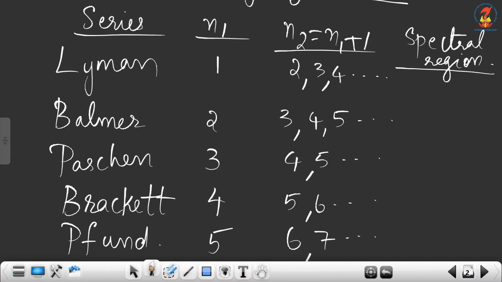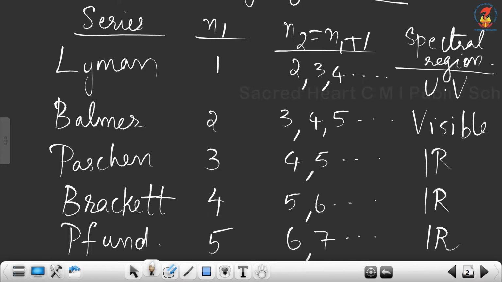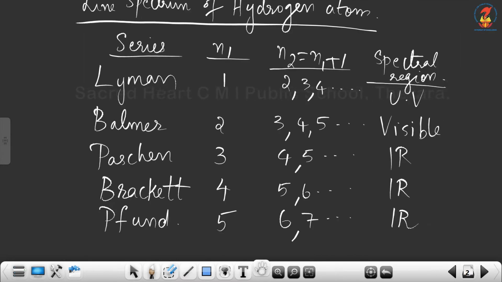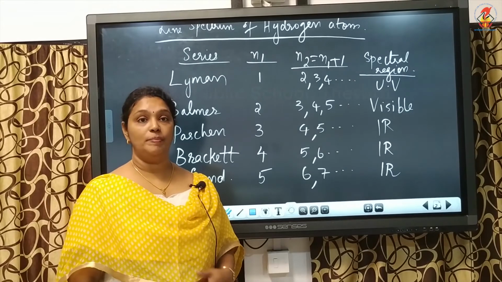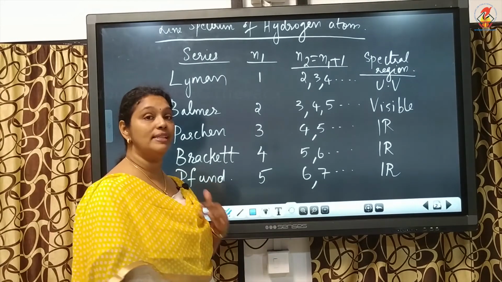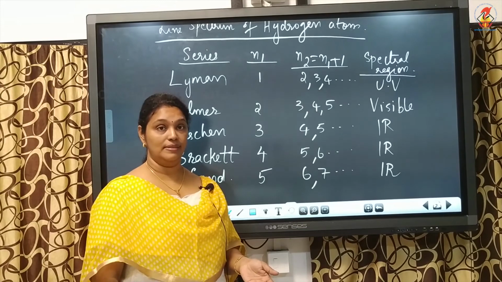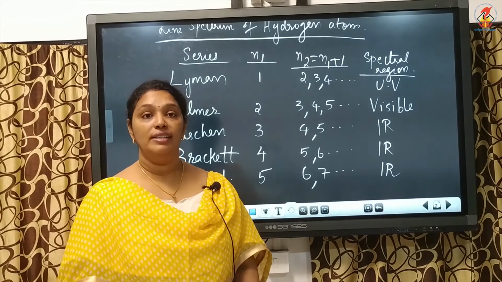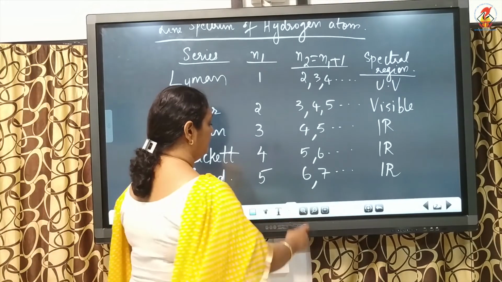Now, Lyman lies in the UV region, Balmer in the visible, whereas Paschen, Brackett and Pfund all 3 lie in the IR, infrared region. So, these are the 5 series in the atomic spectrum or line spectrum of hydrogen, and the only visible series is Balmer series.